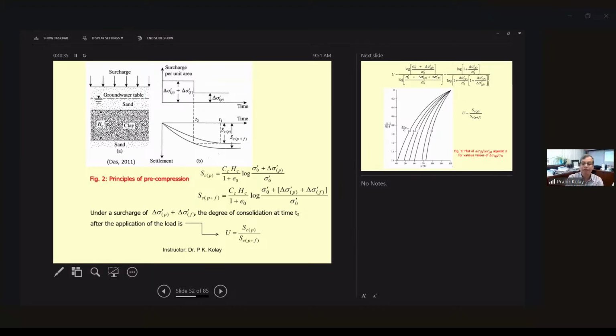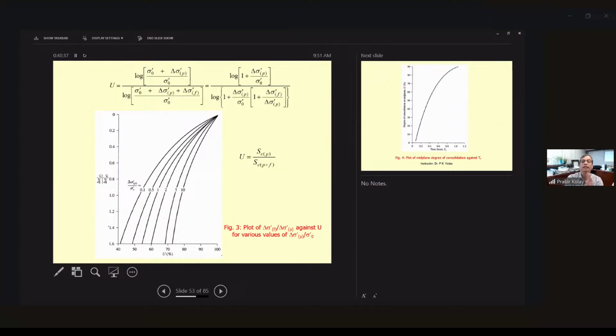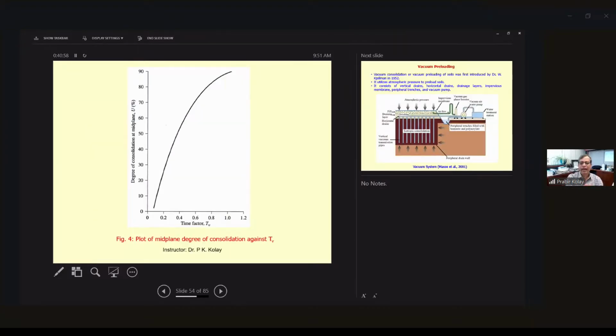There are different graphs available, so you can easily find out from this graph. And you can find out also from the degree of consolidation. Again, degree of consolidation is how much is the ultimate consolidation compared to the current state of consolidation. So easily you can calculate that using this equation. Okay? So I'll be solving one problem also using this equation in pre-compression. So again, you need to go back to the time factor and degree of consolidation. So degree of consolidation and time factor, there are several relations there, depending on the degree of consolidation and time factor.